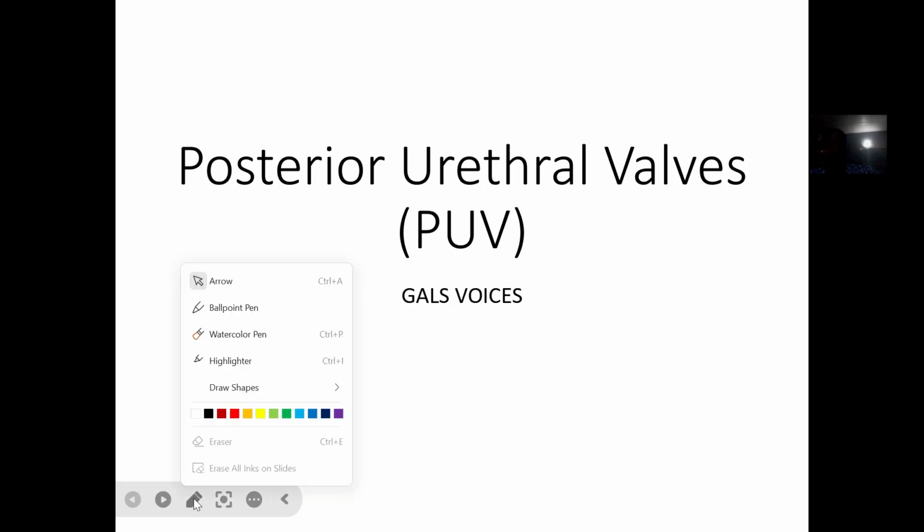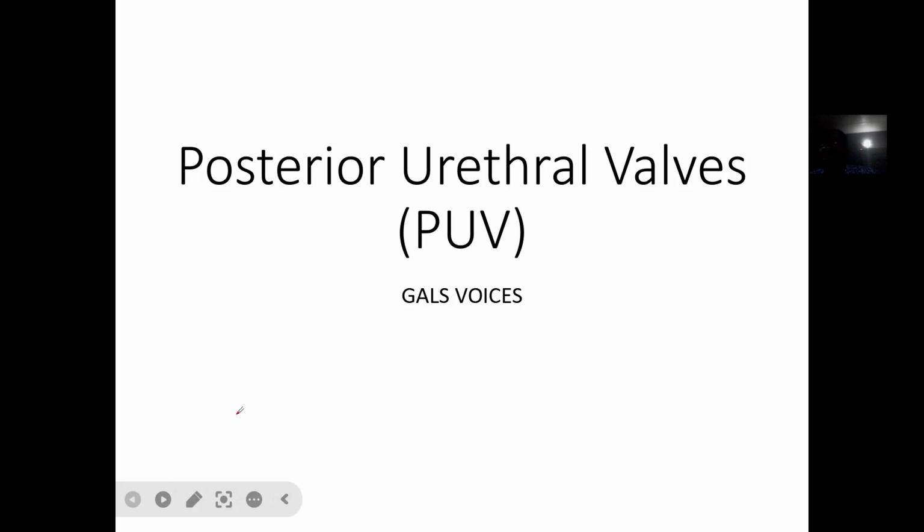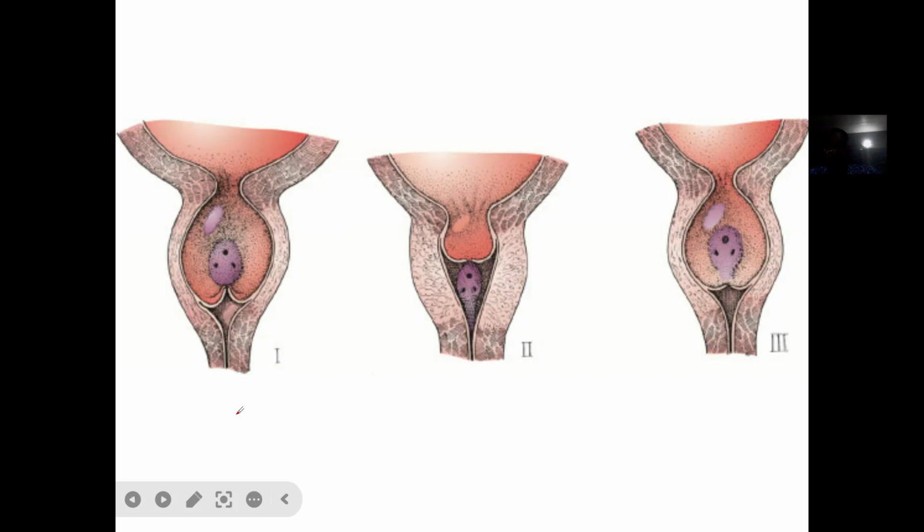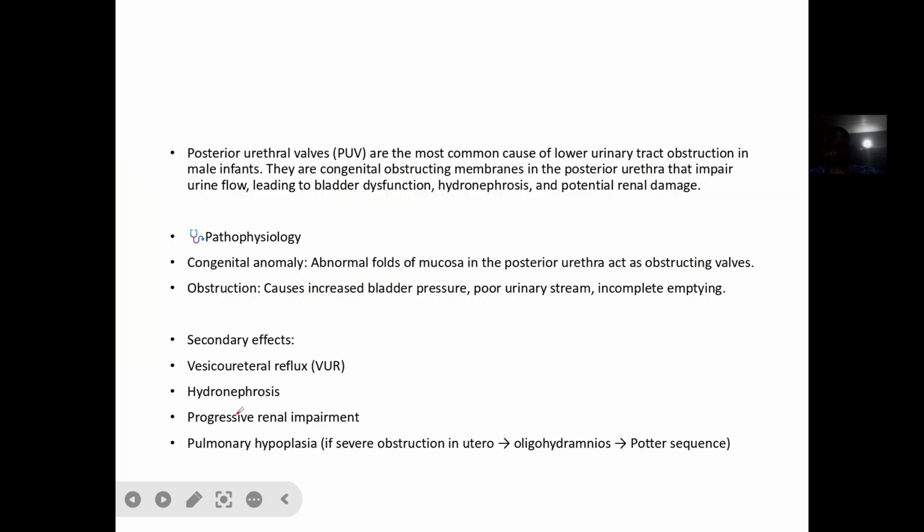Now for the 15th, we are going to discuss today the posterior urethral valves. Okay, so what's the posterior urethral valve? Is it a normal thing or is it an abnormality?